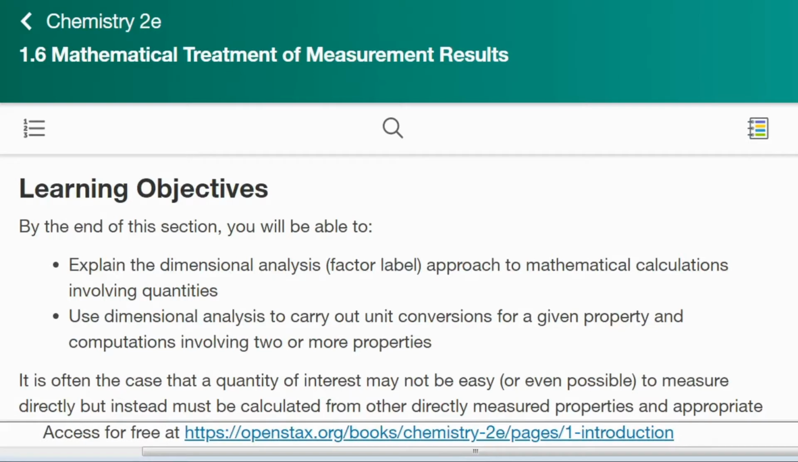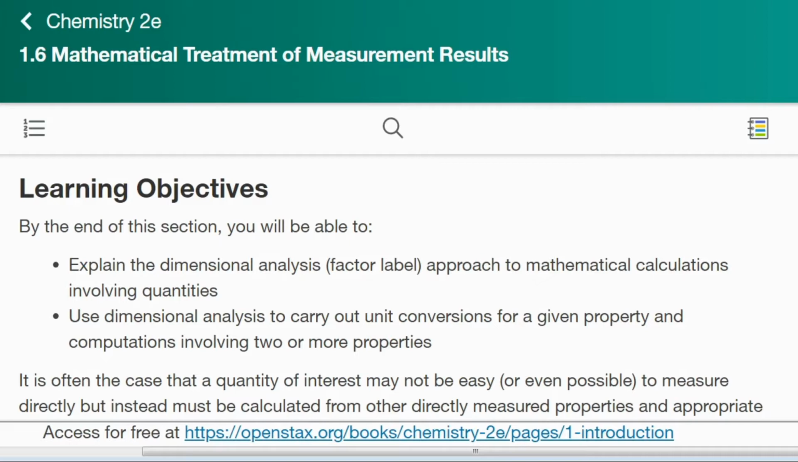Alright, let's start section 1.6 in the OpenStax Chemistry 2E book, Mathematical Treatment of Measurement Results. Learning objectives. By the end of this section, you will be able to explain the dimensional analysis factor label approach to mathematical calculations involving quantities. Use dimensional analysis to carry out unit conversions for a given property and computations involving two or more properties.